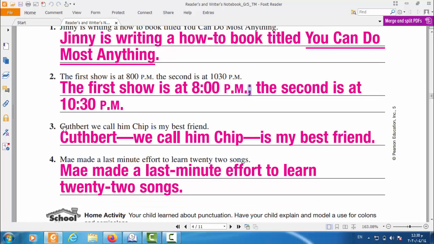Number 3, Cuthbert, we call him Chep, is my best friend. So I said Cuthbert, and then I make a dash. Why did you put a dash in here? Because I want to interrupt the flow of the sentence, because I want to write in here information or a comment about Cuthbert. I wrote about Cuthbert that we call him Chep, and then another dash because I want to interrupt the sentence again to put a comment or to set off information, like it's my best friend. Who is Chep? Is my best friend. Who is Cuthbert? We call him Chep. You got it?